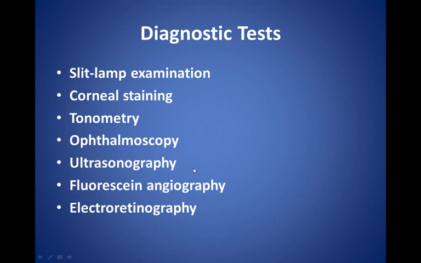Ultrasonography, they use that sometimes if patients are worried about having some type of tumor or to see the fluid inside the eye. Fluorescein angiography, that's where you're looking to see the blood flow through the eye. Electroretinography graphs the retina's response to light stimulation.